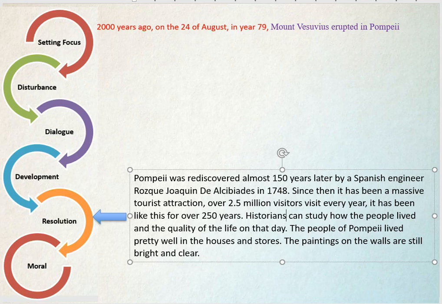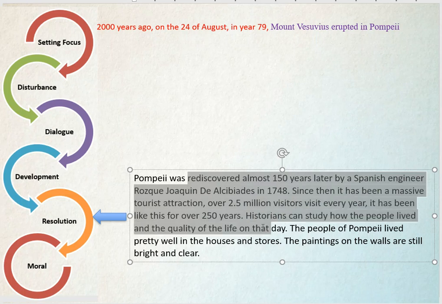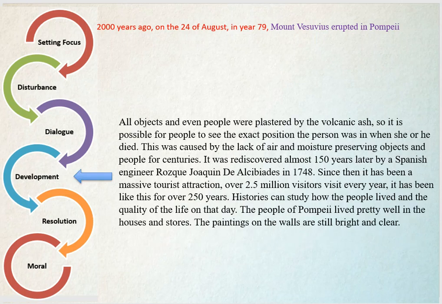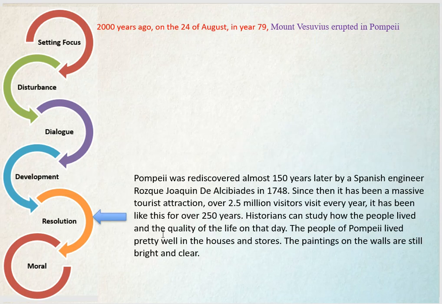So when the volcano erupted, it basically created a time capsule of the whole city. And you can see today how things were 2,000 years ago. So it was rediscovered. People can see it. Historians can study it, and they can study it because everything is kept in place. Notice I didn't make any change, because after the fact we explained here, the resolution, which is what's happening now.